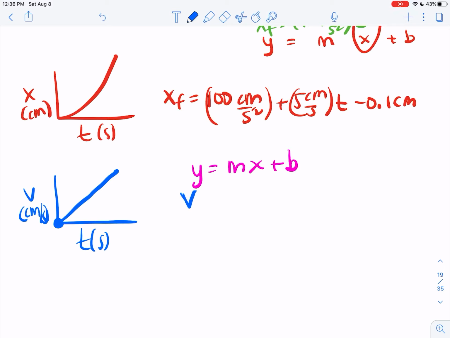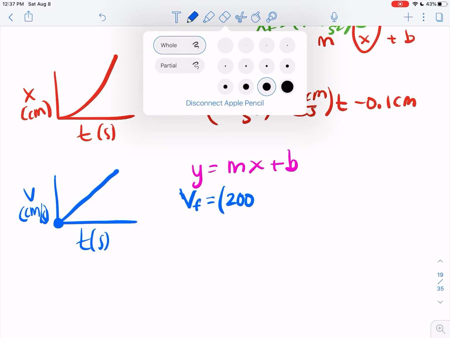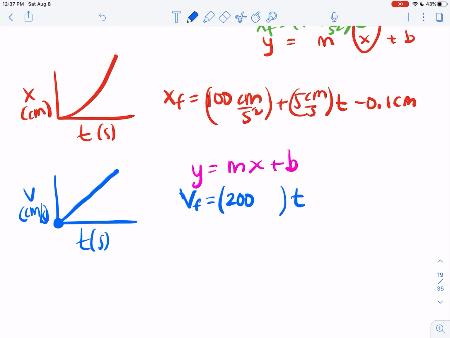Your y variable would be the velocity, and we'll say final because it's going to be at whatever time. Your slope should look something like this. Let me not put the units yet. Your variable here is t, plus, I'm just going to fake mine, I didn't actually do it, and I'm going to see what I think it would be. Mine would be 5, just FYI. The y-intercept would have units of centimeters per second because it's the y variable.